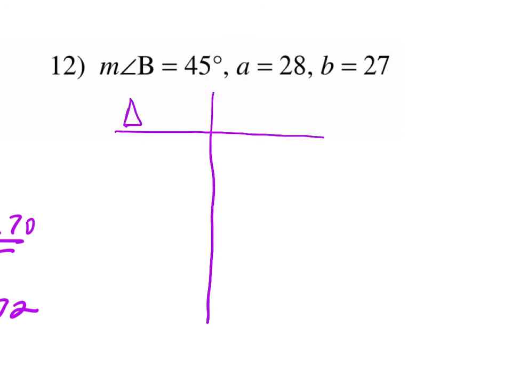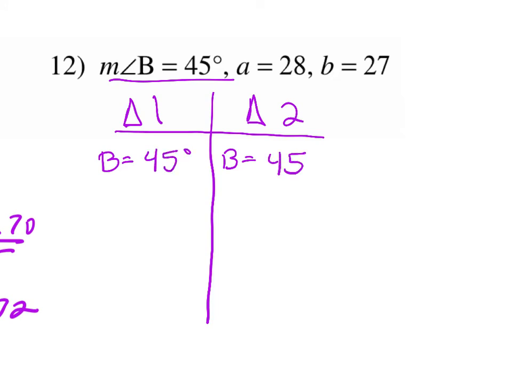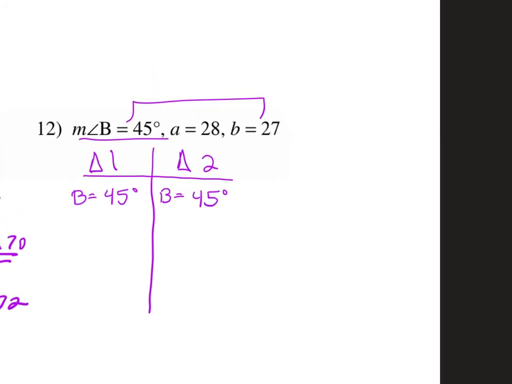So I have triangle 1 and triangle 2. All right, they're giving us angle B. So in both cases, I'm going to assume that there's two triangles, and each triangle has an angle B that's 45 degrees. So here is the proportion that they gave us that we can use. I have the sine of 45 over 27 equals, they gave me side A, so that means I'm going to find angle A, so sine of angle A over 28.